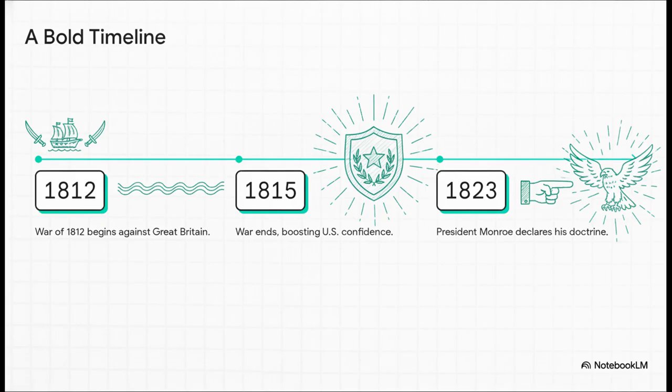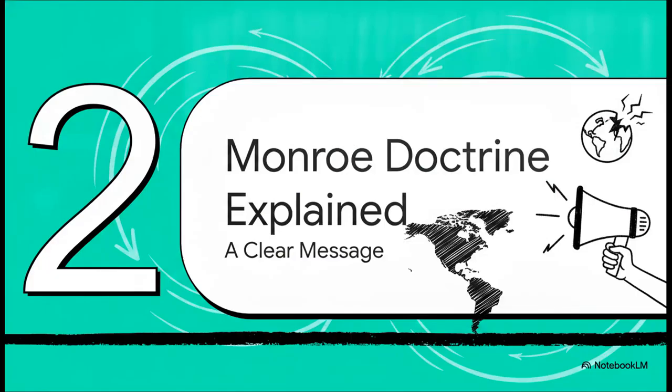But look at how quickly things escalated. In 1812, the young U.S. found itself back in a major conflict with Great Britain, arguably the most powerful empire on Earth. By the time that war ended in 1815, well, it was essentially a military draw. But for the Americans, just surviving a second grueling round with the British sparked a massive surge of national pride. They realized they could hold their own. And that undeniable confidence is exactly what paved the way for 1823, when they asserted themselves in world affairs like never before.